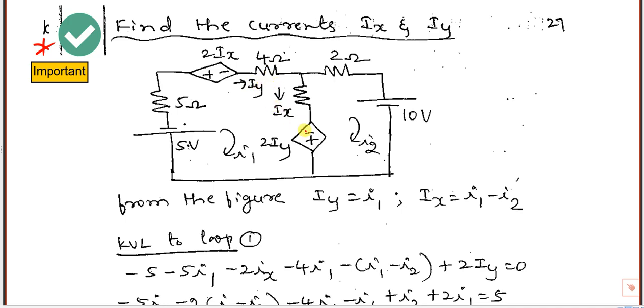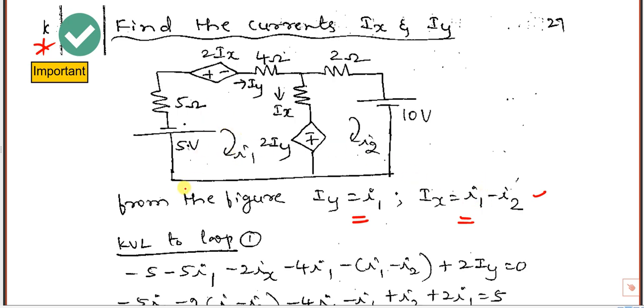Find Ix and Iy. From the figure, Iy is I1, because Iy is given in mesh 1. Ix is given in the resistance which is shared between these two meshes. So Ix is I1 minus I2. Iy belongs to only this mesh current because it is at the periphery. But Ix is a resistance which is shared between these two, so Ix is equal to I1 minus I2.